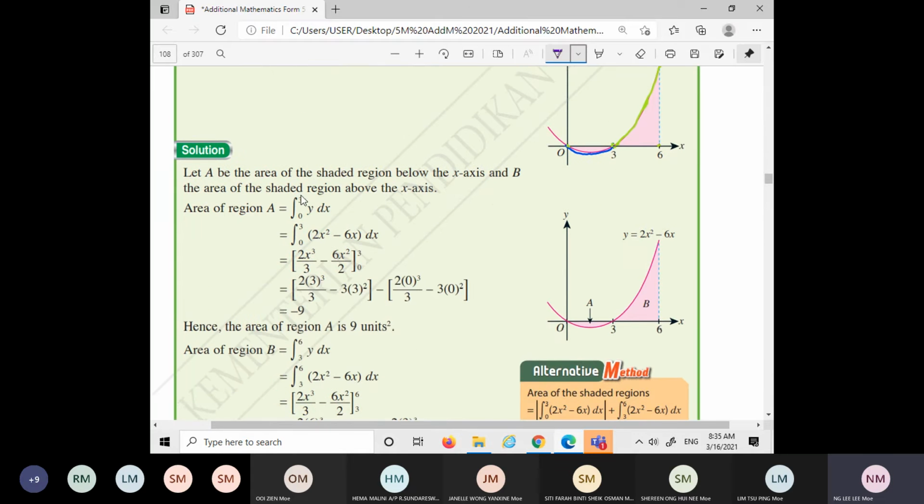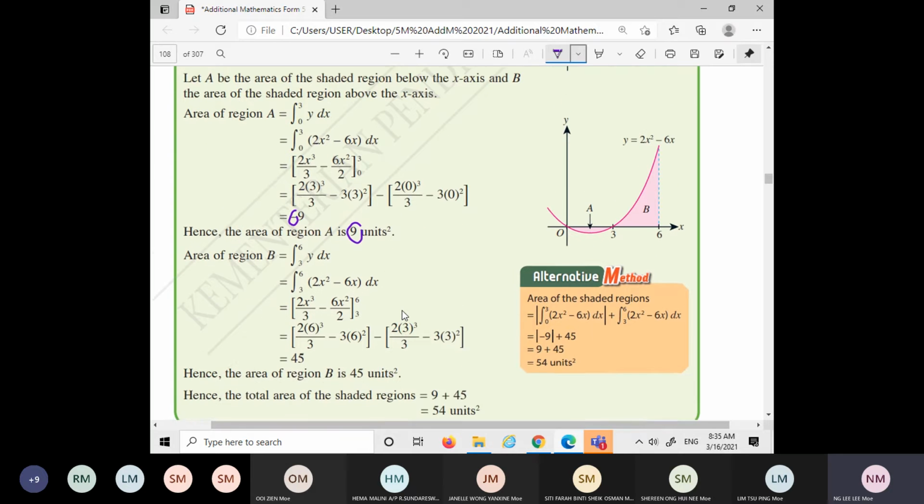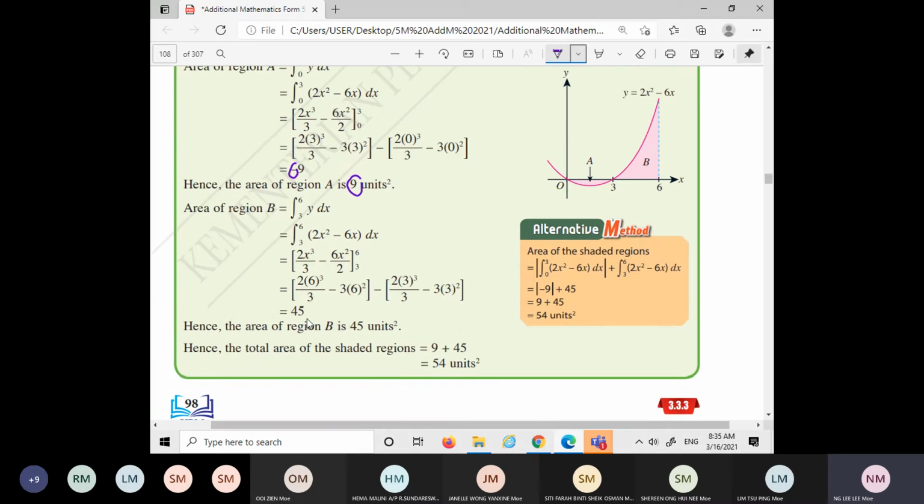Let A be the area of the shaded region below the x-axis, and B the area of the shaded region above the x-axis. So you see, you find them one by one. When you get negative here, remember to turn it to positive before you add to area B. So you see, this is 45. It's 9 plus 45. They don't use negative 9 plus 45. If you use negative 9 plus 45, then your answer is already wrong. So before you add, you have to change the negative 9 to 9 first.